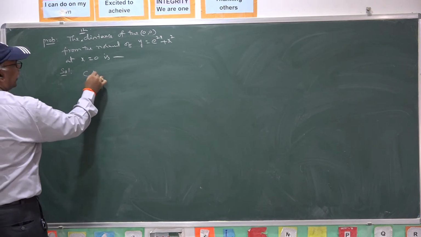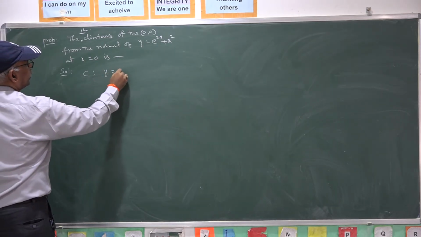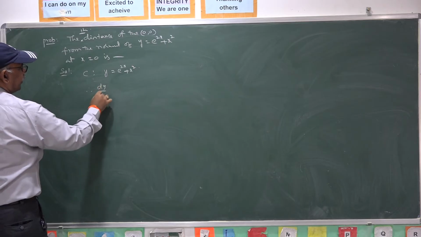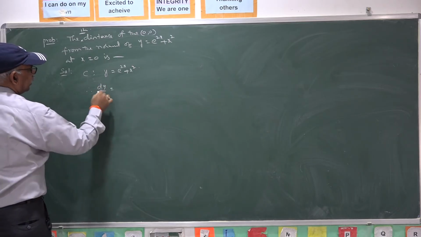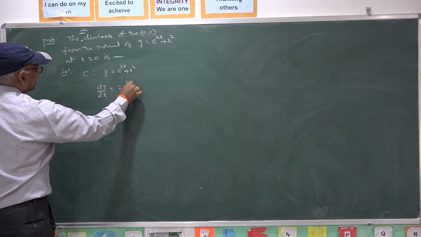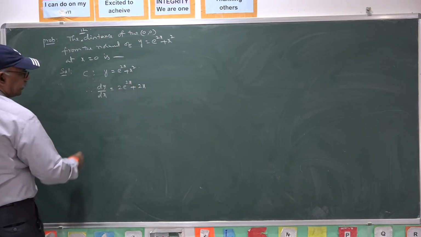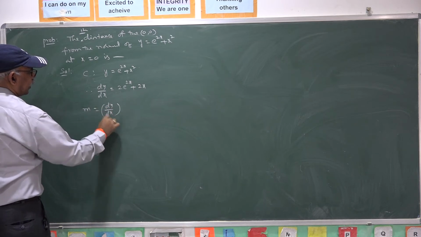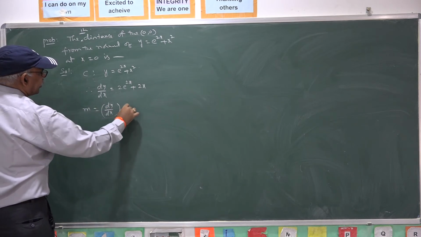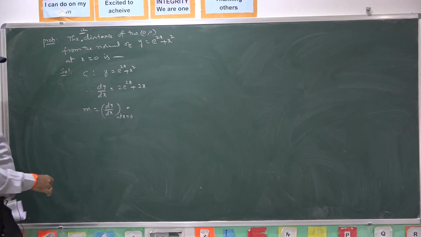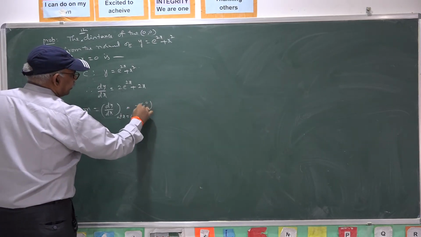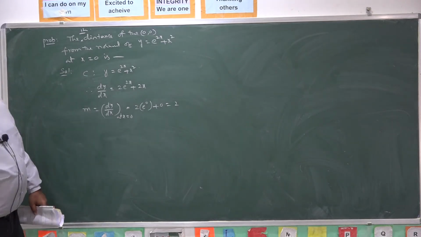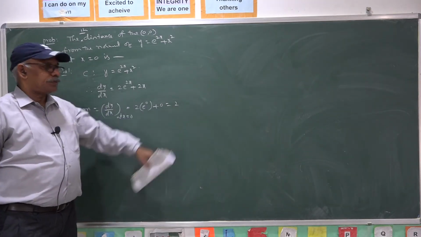So, the curve is y equal to e power 2x plus x square. Therefore, find dy by dx. dy by dx is 2 e power 2x plus 2x. So, the slope of the tangent at x equal to 0 is 2 e power 0 plus 0, that is 2. The slope of the tangent to the curve at x equal to 0 is 2.